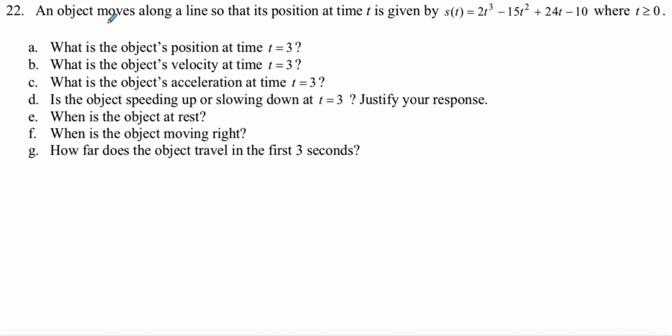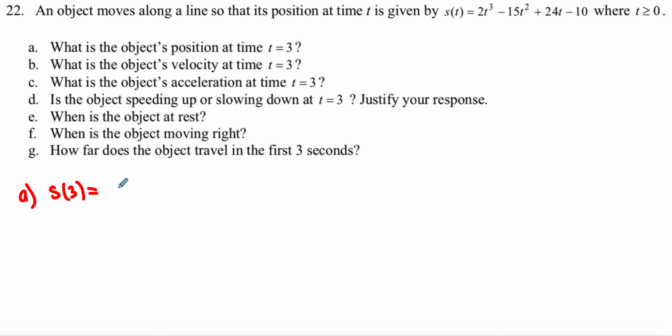Alrighty. Let's look at number 22. An object moves along a line. So position is given in this way, where t is greater than or equal to 0. What is the object's position at time t equal to 3? We just have to plug in 3 in place of t because the function was a position function. So then a is simply s of 3.